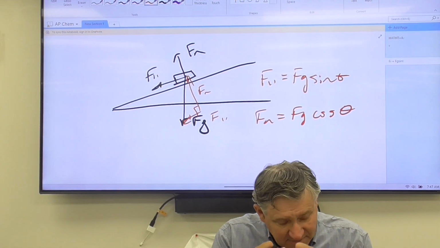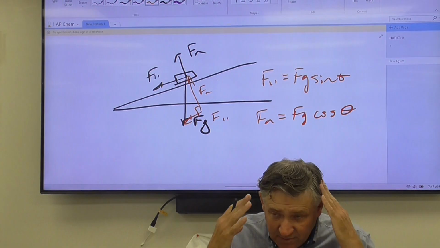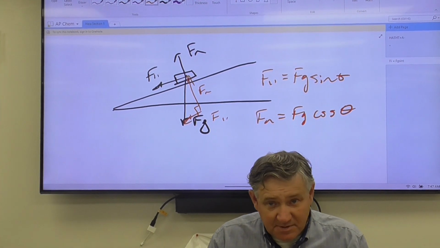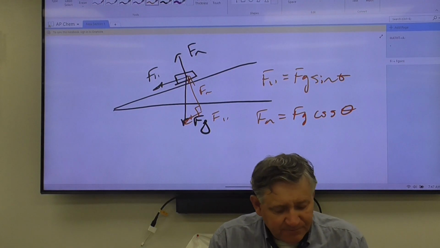So that's why they're in the tuck position. That's why they wear aerodynamic helmets. And that's why they wear the suits that they do, to minimize that drag.